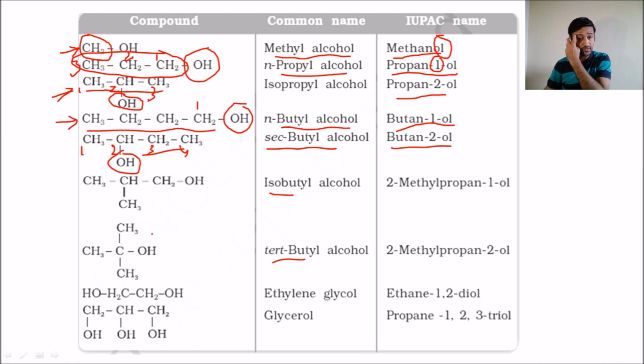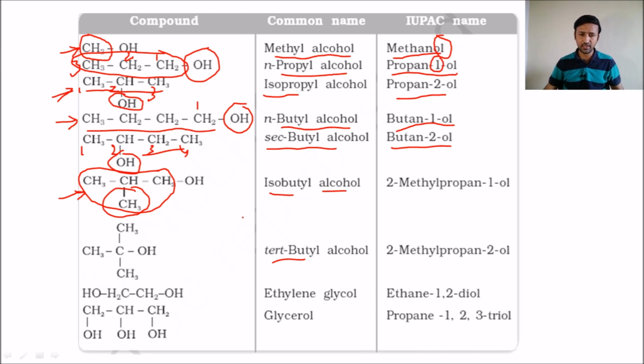Now the third one is again an isomer, which contains the same number of carbon atoms. You can see here this group is called isobutyl. We have iso even in the case of propyl, isopropyl. If the second last carbon atom has a methyl group present, in that case we use the term iso. Here also you can see one methyl attached to the second last carbon atom, so it is called isobutyl alcohol.